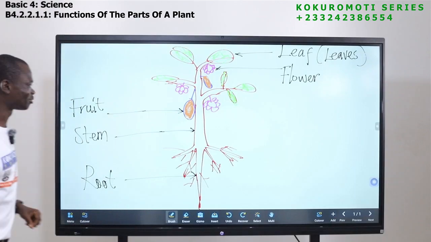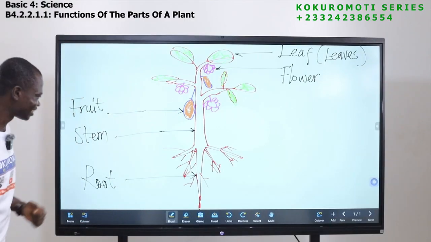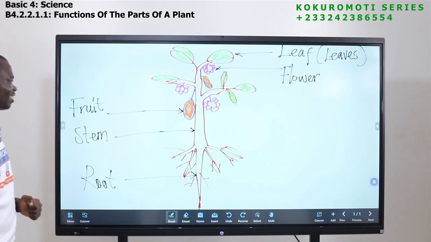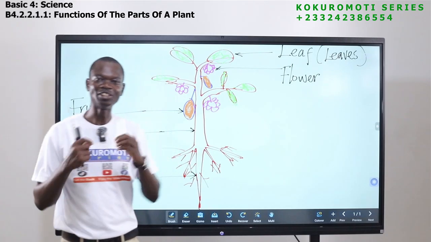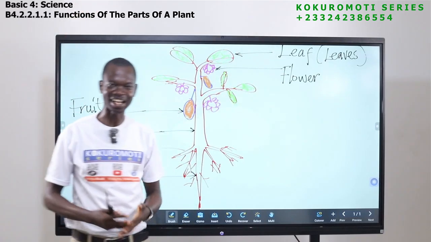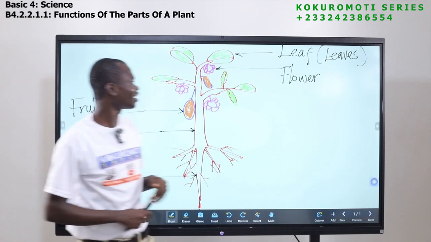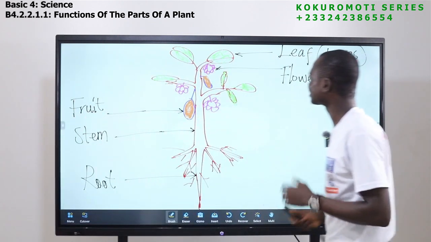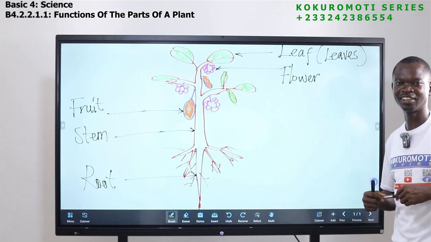Okay, the next question. Which part of the plant carries water and nutrients from the roots to all other parts? It is the stem. Another question. Let me see if I can ask you more questions. Or do you have a question for me?